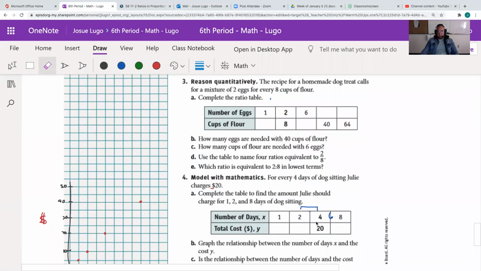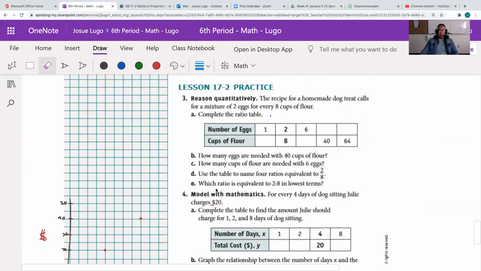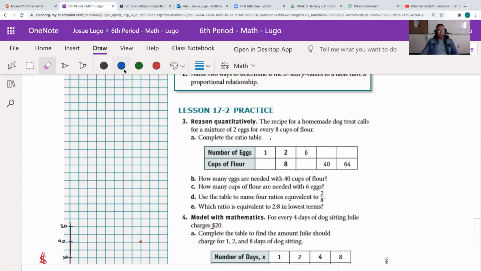All right. So for number 3, I do want you to take a moment to pause the video and copy down this table right here. Once you finish copying it down exactly as it is, come back. And so let's continue.